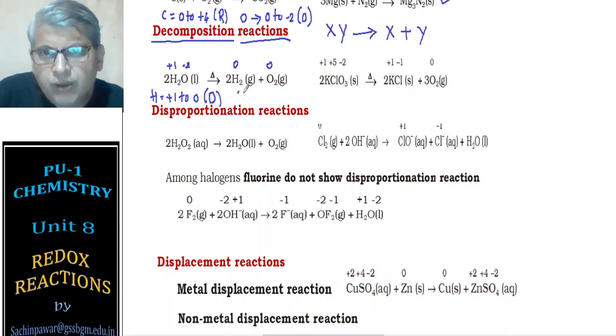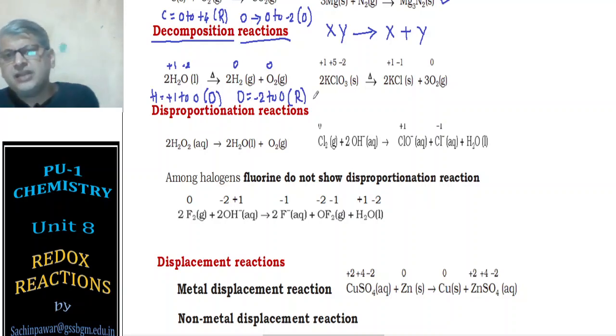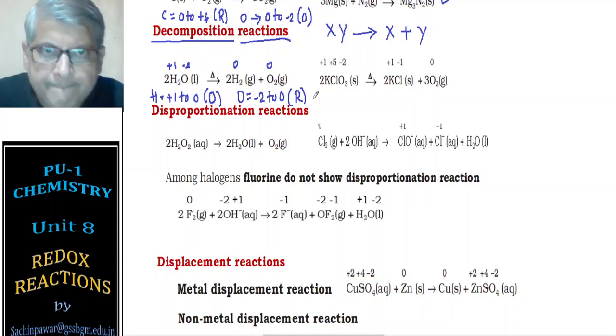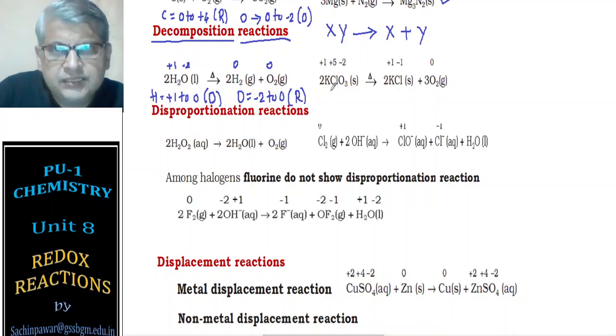And here you see oxygen. What is happening to oxygen? If I just check, it is -2 to 0, that is an increase in oxidation number, that is oxidation. So here oxidation and reduction are taking place. One more example here is KClO3, potassium chlorate, which when heated decomposes to form potassium chloride KCl and oxygen gas O2.